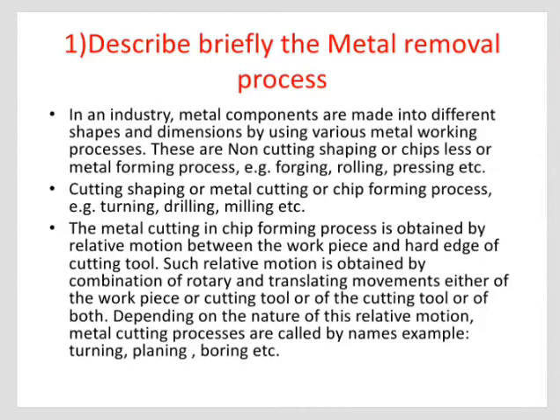In industry, metal components are made into different shapes and dimensions by using various metalworking processes. These are non-cutting, shaping, or chipless or metal forming processes, for example forging, rolling, pressing, etc. Then there are cutting, shaping, or metal cutting or chip forming processes like, for example, turning, drilling, milling.